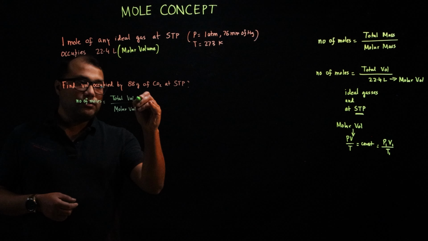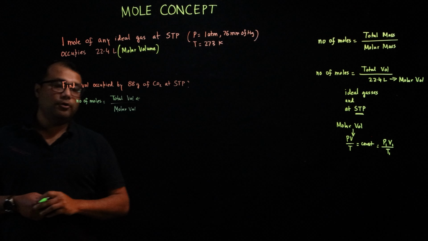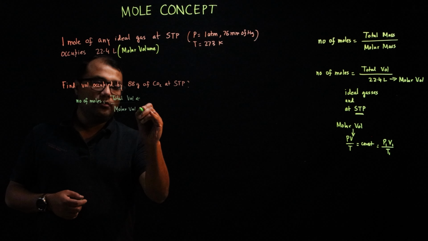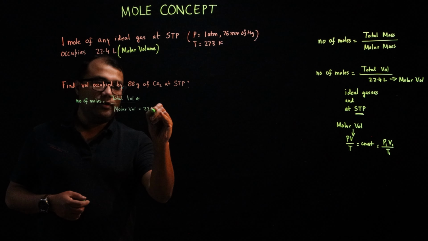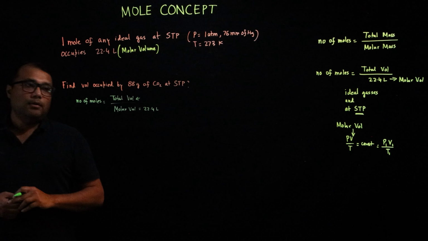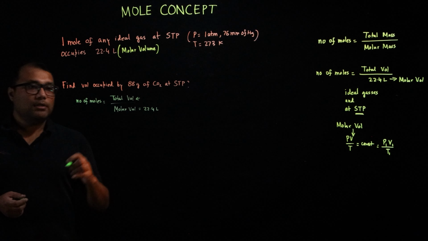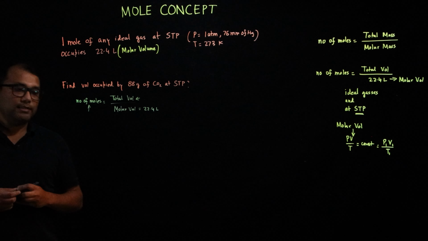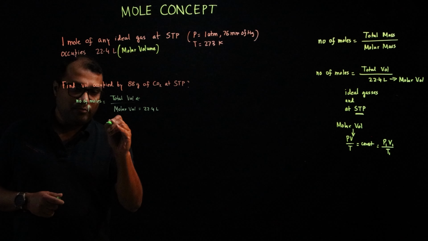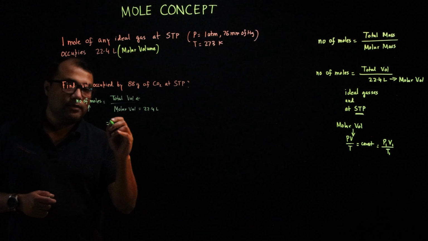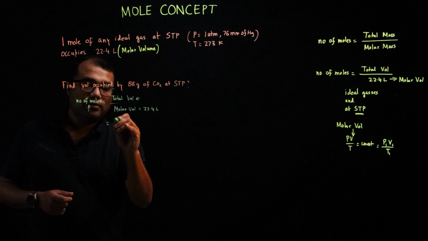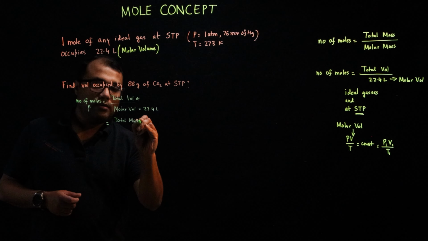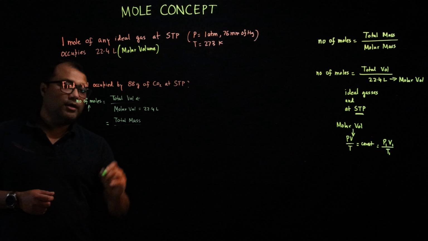Now this is what we have to find, the total volume. Molar volume at STP we already know, this is 22.4 liters. So what is remaining to be found out is what's the total number of moles in 88 grams of carbon dioxide? We will use the other formula, total mass divided by molar mass.